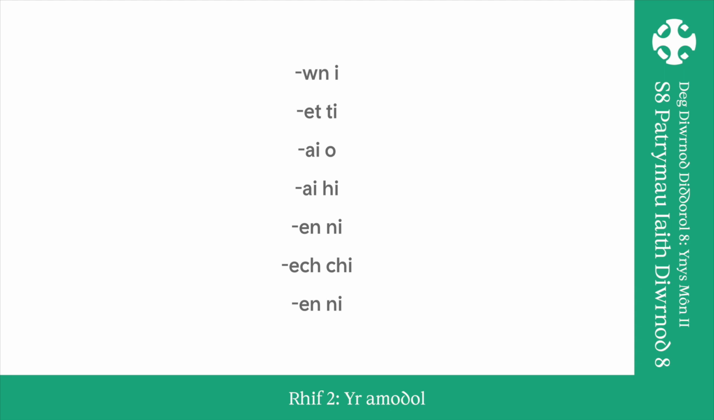Notice that every verb takes the same endings. The conditional verb endings look like this. -wn i, -et ti, -ai o, -ai hi, -en ni, -ech chi, -en nhw.